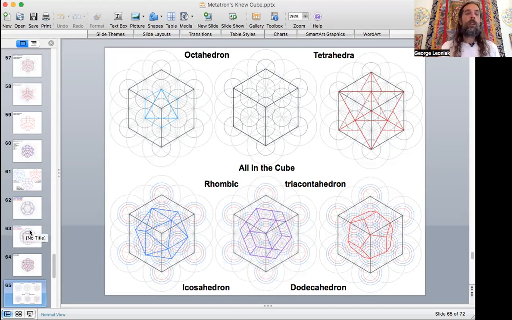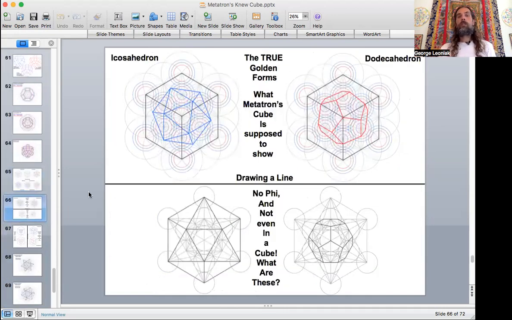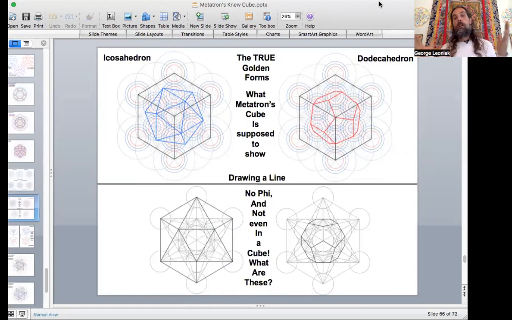cube. All right. And so these are the true golden ratio forms, that are builder's template to be able to be drawn orthogonally. So we can work with this as the natural pattern of building blocks of creation and work with these forms and see how they're depicted this way. I believe this is what Metatron's cube was meant to be showing.